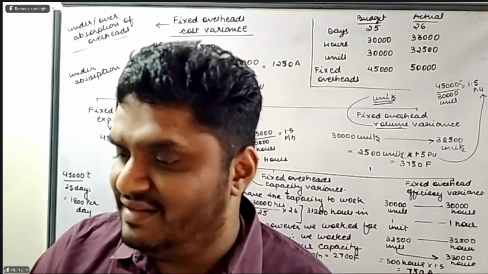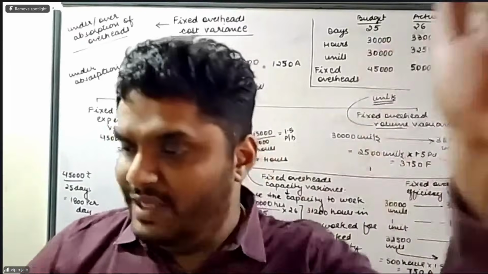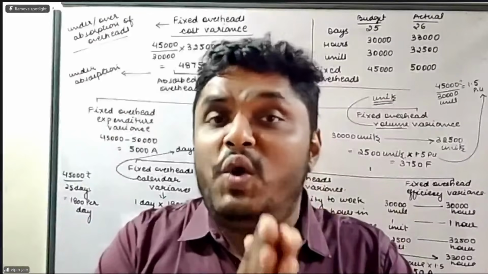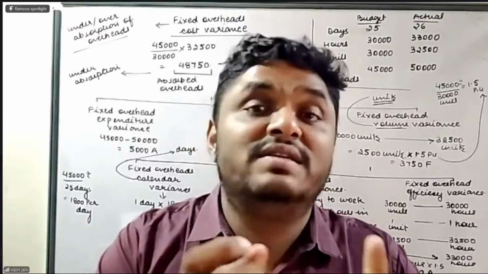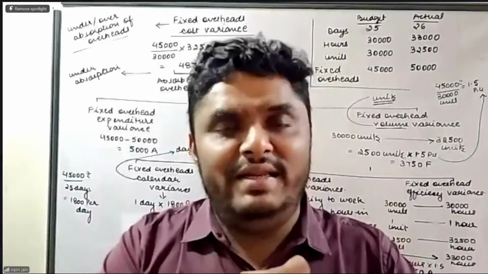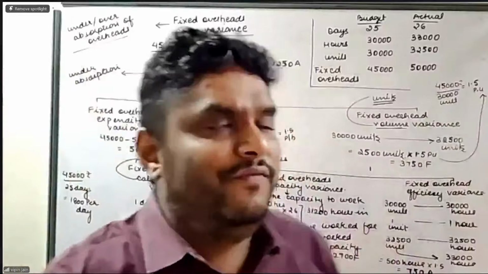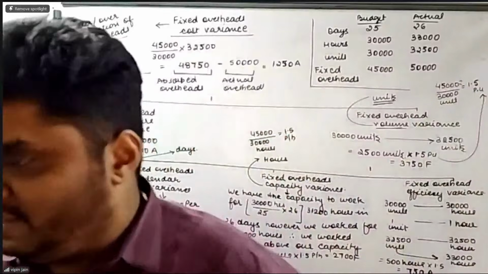Sir, from the start, I understood fixed overhead cost variance. One second, one more point I want to discuss. Fixed overhead remains constant at all levels of production, just like rent, insurance, and salaries. Be it you manufacture 10,000 units or 10 lakh units, fixed overheads will never change. Now, let's start with the question. Tell me.